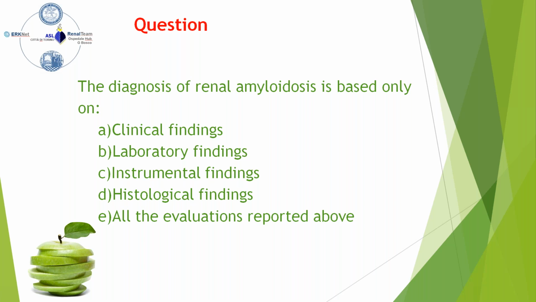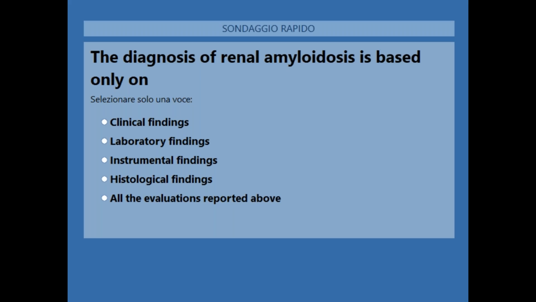It's now time for the first question. The diagnosis of renal amyloidosis is based only on clinical findings, laboratory findings, instrumental findings, histological findings, or all the evaluations reported above?